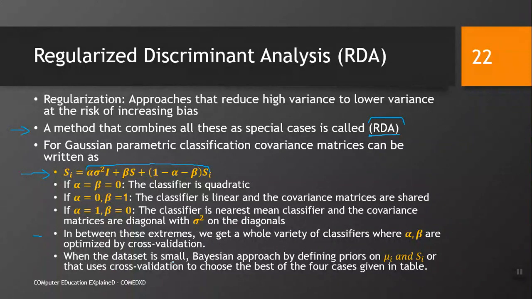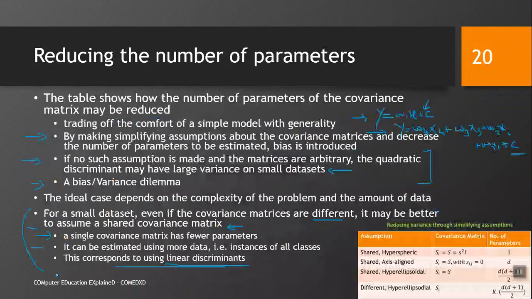When the data set is small, we can take a Bayesian approach by defining priors on these, or we can use cross validation to choose the best of the 4 cases given in the table, right. Again, if we have a small data set, either we can apply the Bayesian approach or we can apply cross validation to choose the best of the 4 cases given in the previous table, this one.